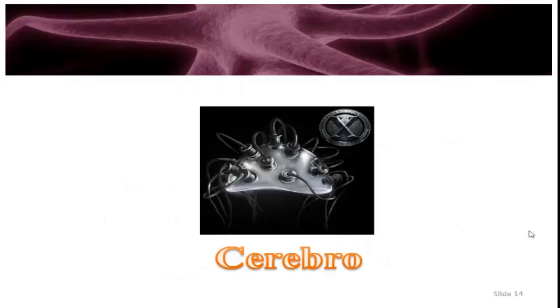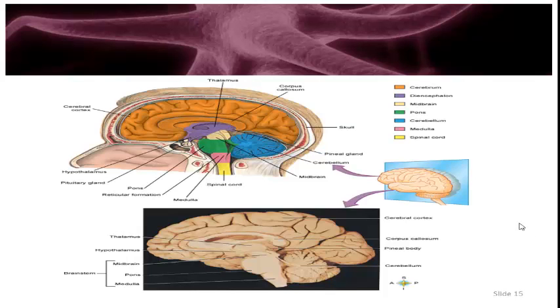And here's just a quick picture of what Cerebro from X-Men looks like. This picture can also be found in your textbook or your e-text, and I highly encourage you to refer to these pictures as you're reading about the different divisions of the brain.